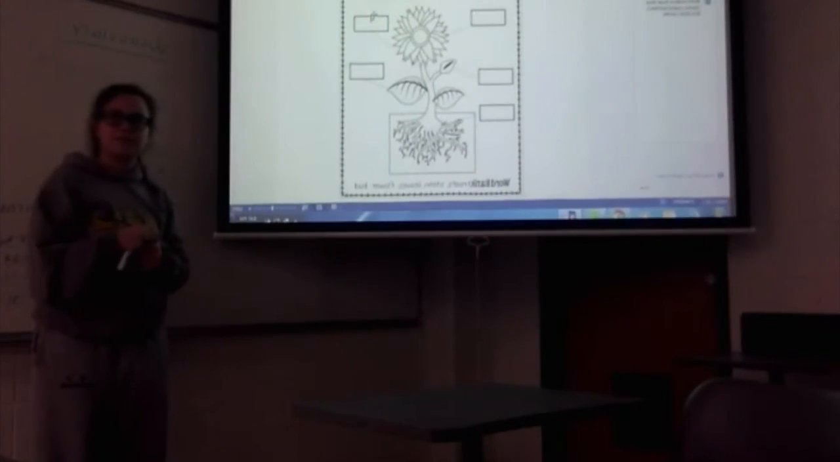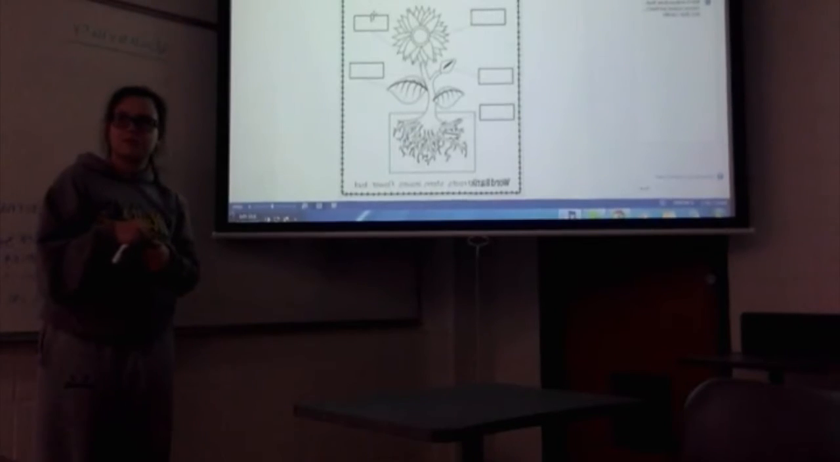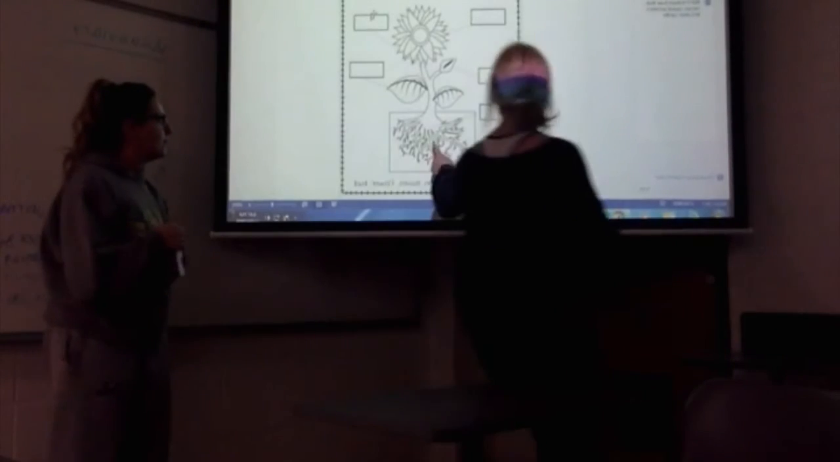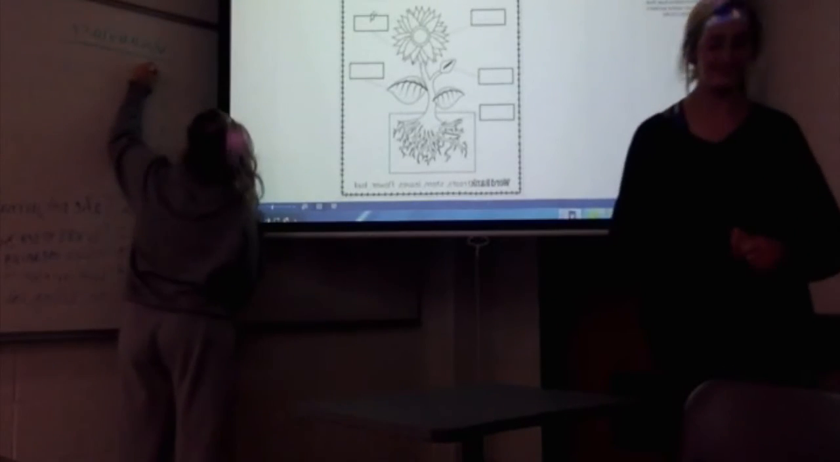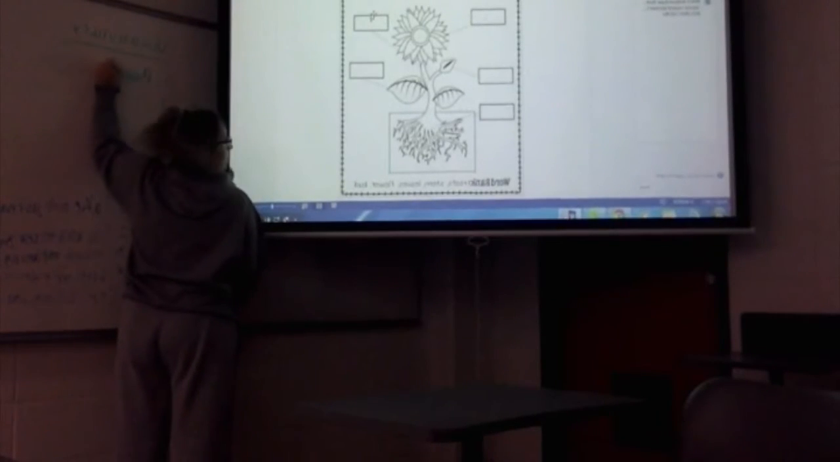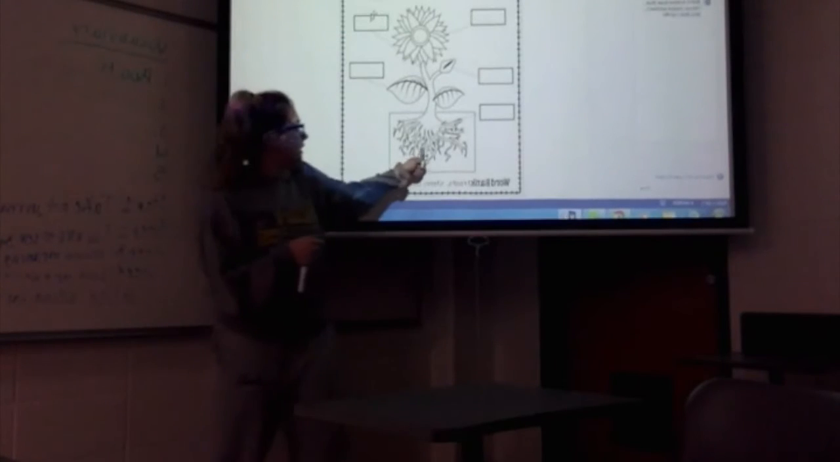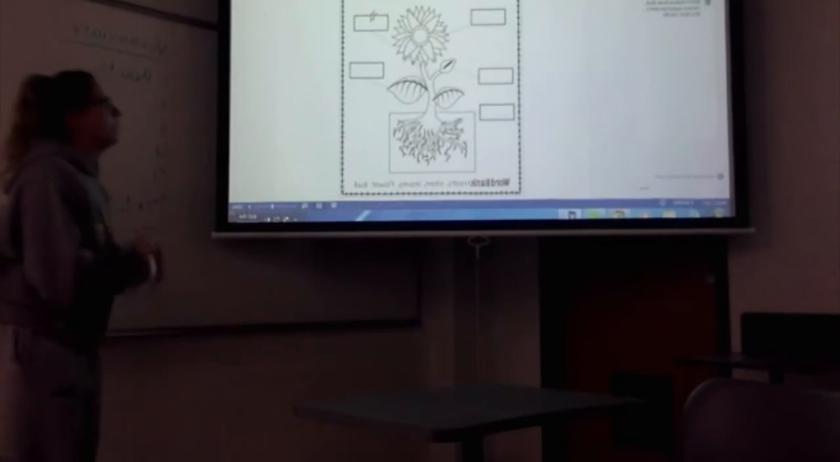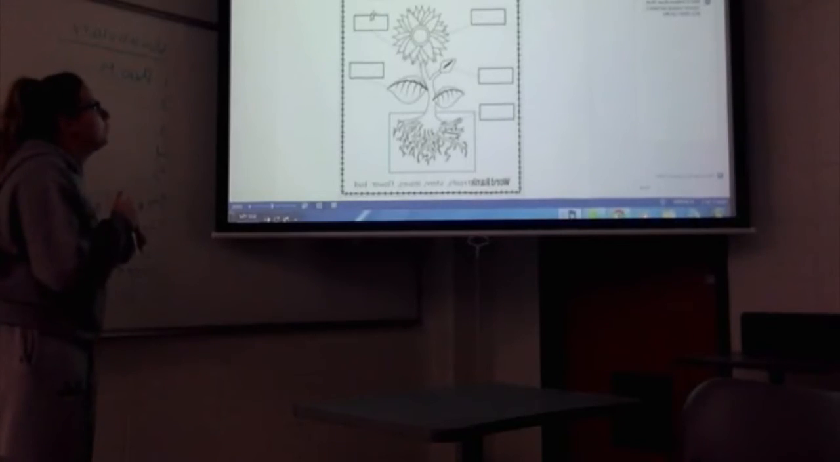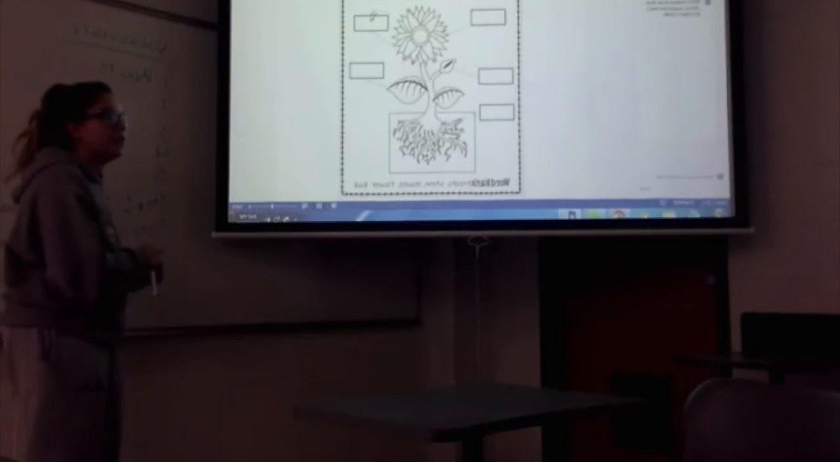Now, can anyone try to tell me where any of these words go on this entire diagram? Roots goes here. Good. I'm going to write that in our vocabulary section, just so you guys can see it. So roots goes right down here. You guys can fill that in on your diagram too. Can you tell me where any of the other ones go? If not, that's so okay.